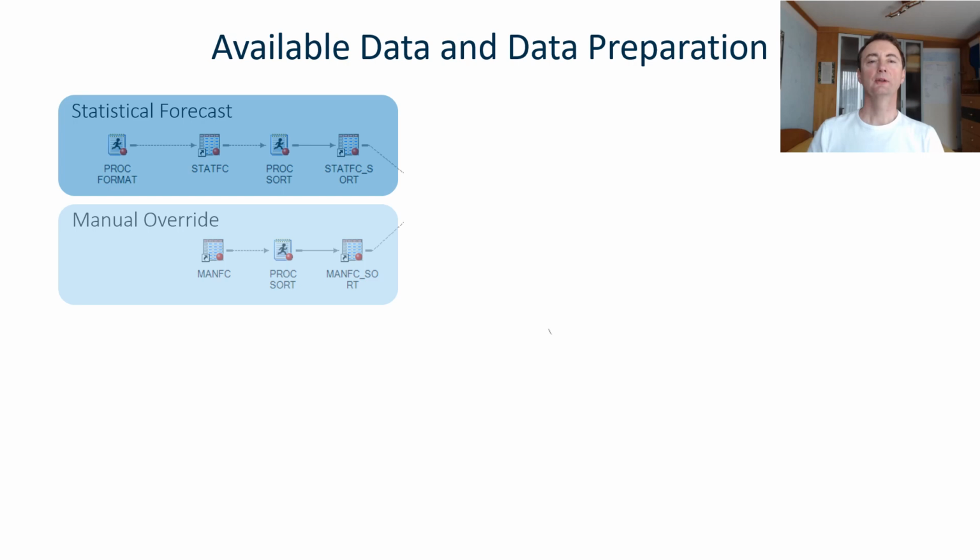Let's take a look at the available data and the data preparation processes for our case study. We see that we use statistical forecast data. This is the data generated by our analytical forecasting system, where the forecast for each product and each month is stored in a database. We also have information about the manual overrides, when the demand planners finally override the statistical forecast by a value which they think is more appropriate.